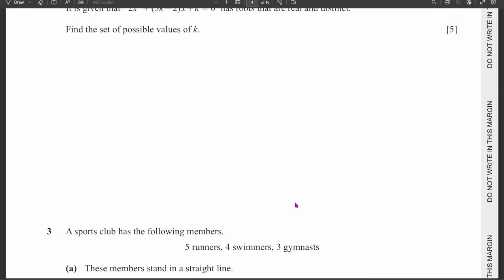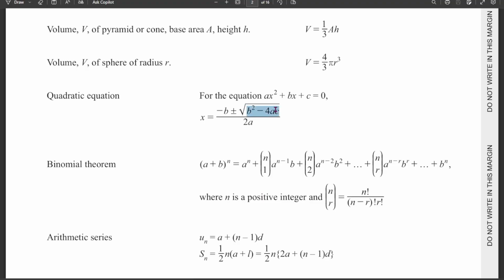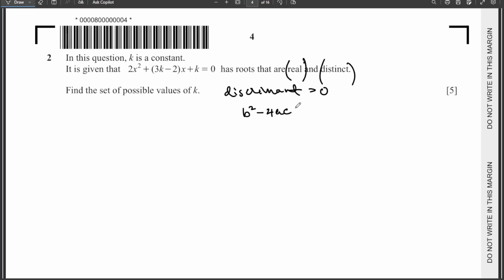I think it's not given in the formula sheet, right? Discriminant. Actually, it is given. The discriminant is whatever is inside the square root. Because if there is a value here, then they will have a plus minus, so there will be two answers. If it's just 0, then it's just -b over 2a. If it's a negative value, you have no real solutions, right? So here it is greater than 0. Our b value here is the whole thing, so 3k minus 2. The a value here is 2. C is k.